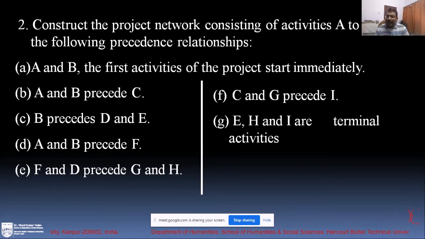Now A and B precede C. B precedes D and E. A and B precede F activity. F and D precede G and H activity, and C and G precede I activity. E, H, I are the terminal activities, that means terminated activities. Now this problem is a little bit complicated.